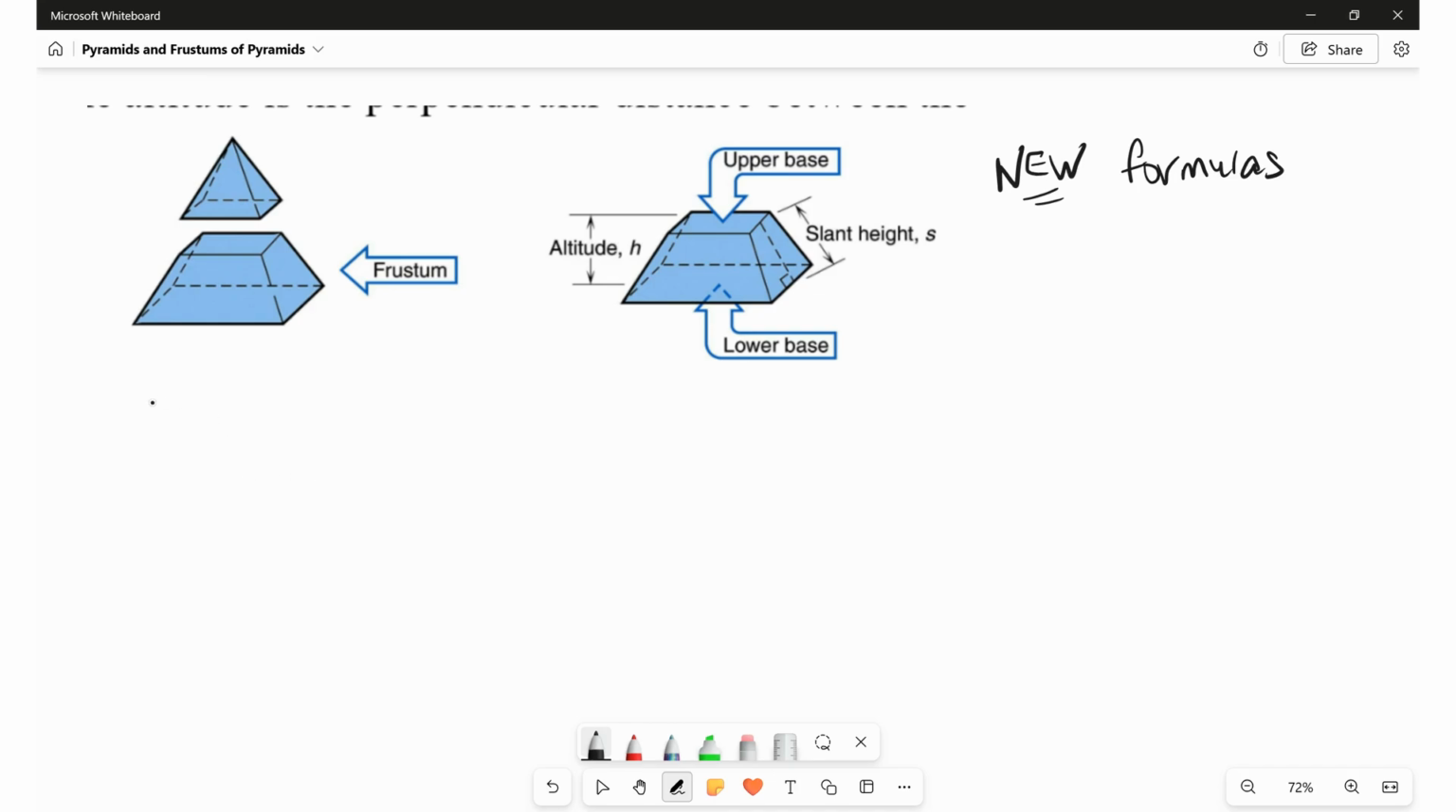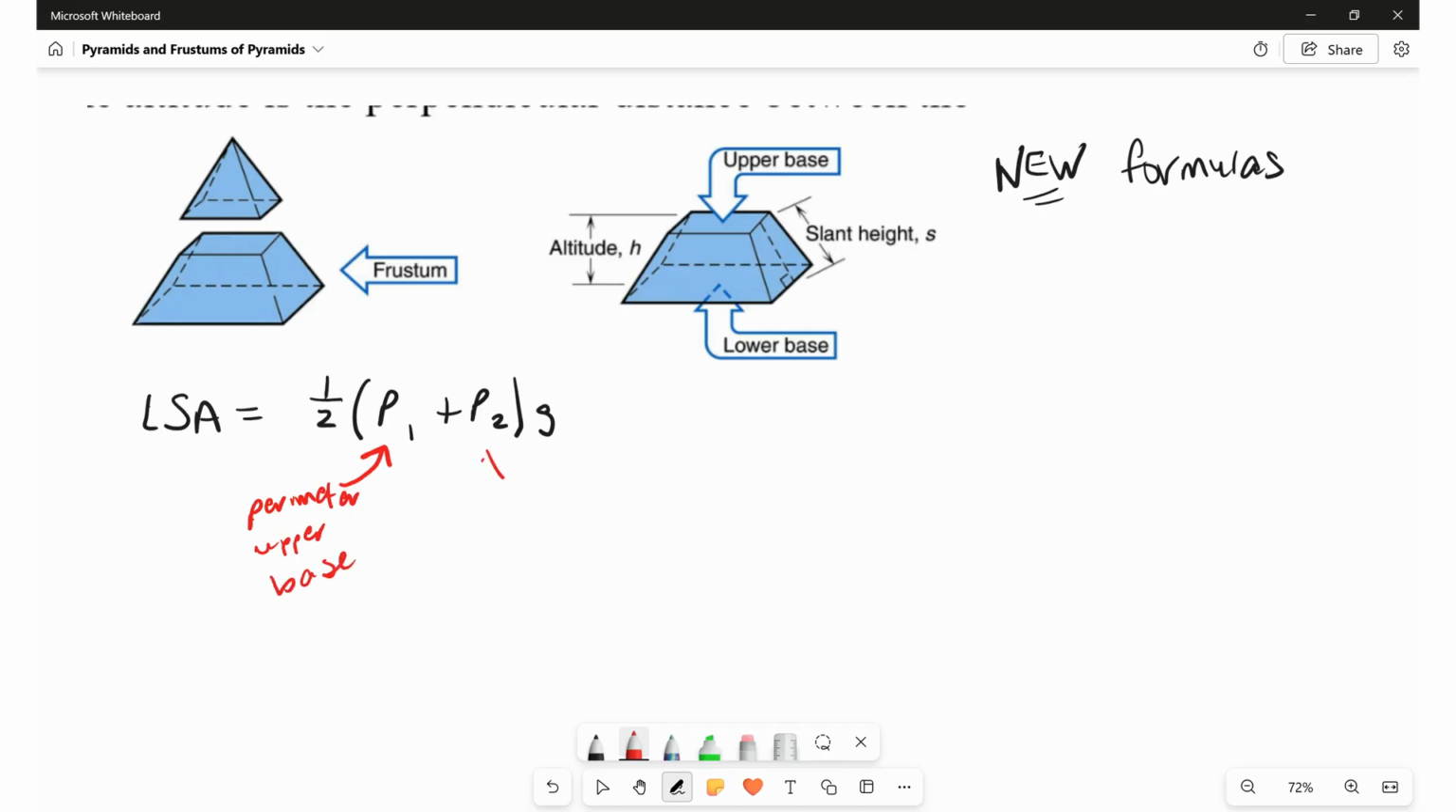So in order to find the lateral surface area for a frustum, you are going to do 1/2 times P1 plus P2 times slant height, where P1 is the perimeter of the upper base and P2 is the perimeter of the lower base.